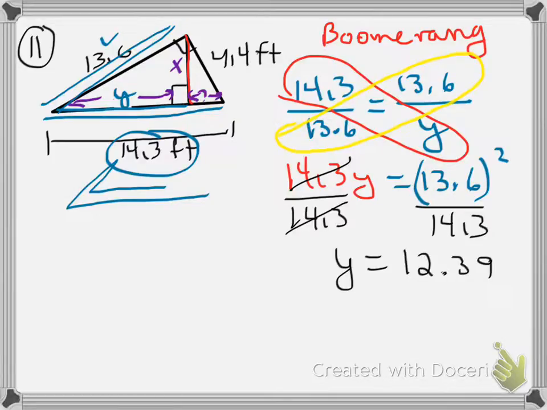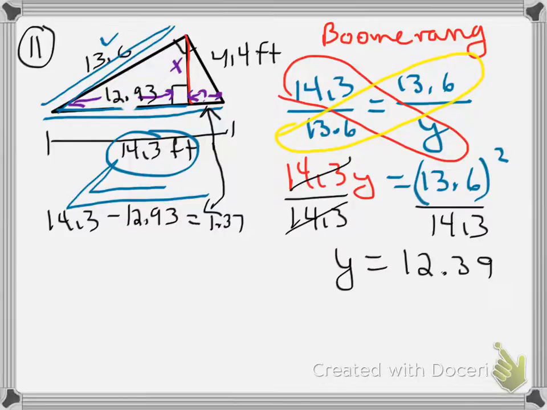So let's write that in here. This is now 12.93. I also actually know what this other piece is, because 14.3 is the whole length minus the 12.93, and that gives me 1.37. So you can't really see it here, so I'm just going to leave it right here. 1.37 for that distance.